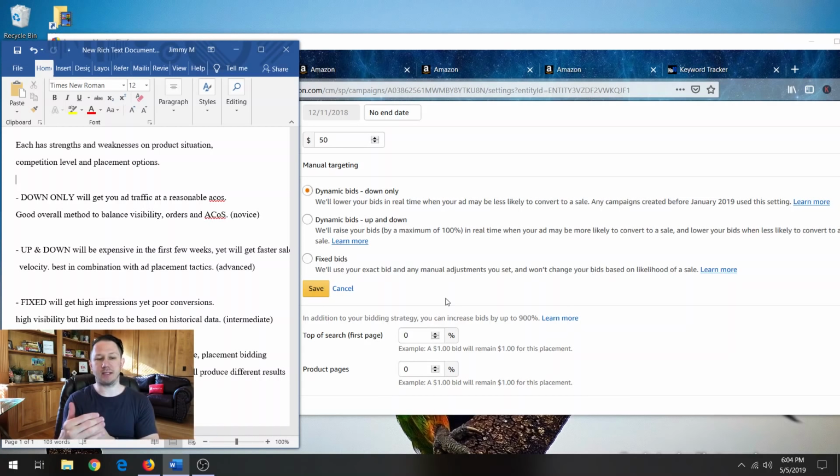If you're using a different setting and you switch to down only, you may want to raise your bid a little bit because you will get fewer impressions. Because again, Amazon's not going to show your ad to somebody who's not logged in, or they're going to reduce your bid. So instead of your bid being like $1, Amazon might reduce your bid, in their eyes, to 70 cents. And your ad might show, but it might be a little bit farther back on a product page or a little bit farther down on a keyword page. So keep that in mind.